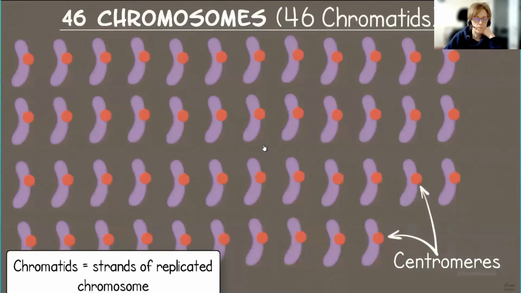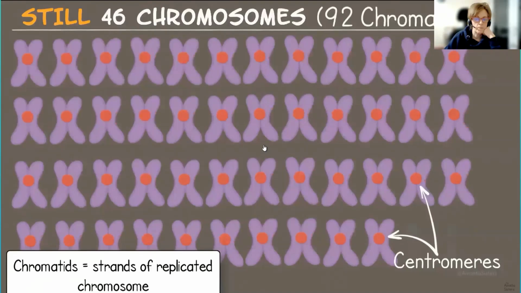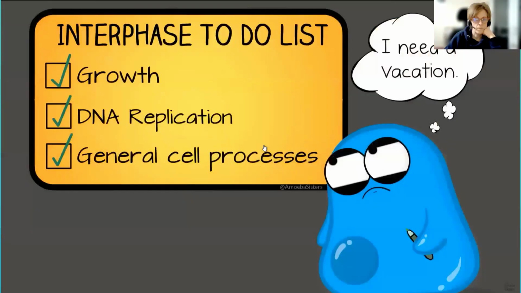So 46 chromosomes here, they replicate in interphase, and you still have 46 chromosomes in this picture. But you went from 46 to 92 chromatids. Little tricky there. Okay, so interphase checklist done. Now we can move into meiosis.